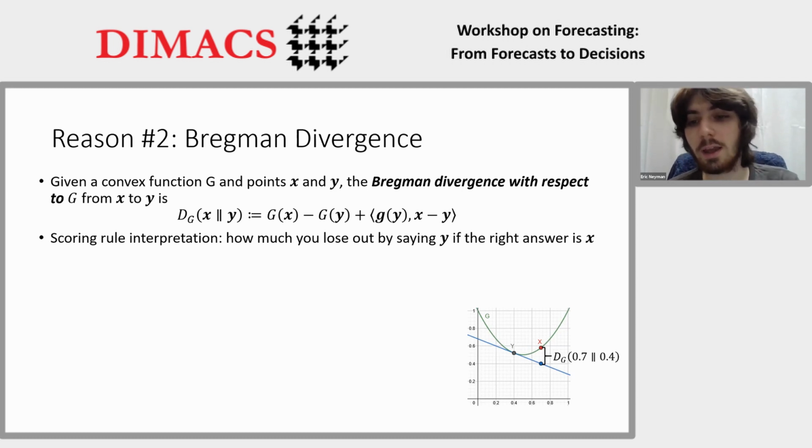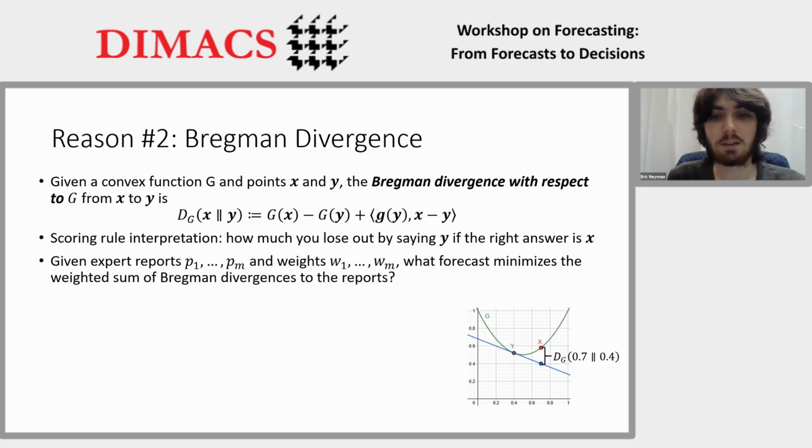So you draw a tangent line to capital G at Y, and you see how far below X that line passes. So for example, at the bottom right corner, that is the Bregman divergence with respect to this green function G from 0.7 to 0.4. And there's a nice scoring rule interpretation of Bregman divergence, which is how much an expert loses out on in expectation if they say Y and the right answer is X.